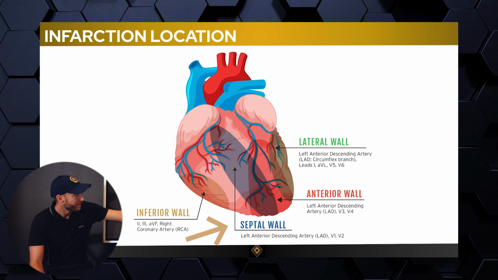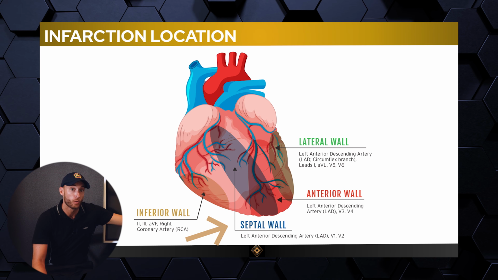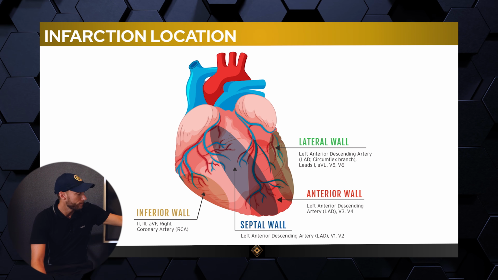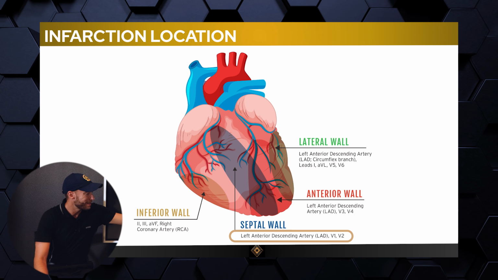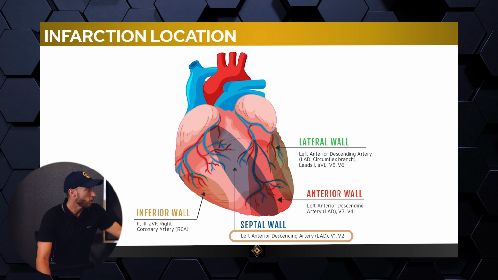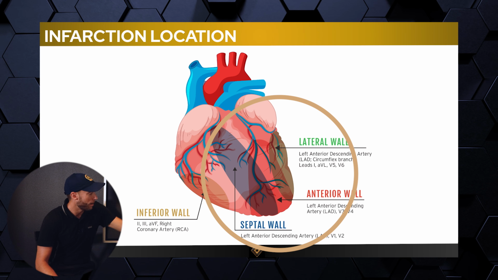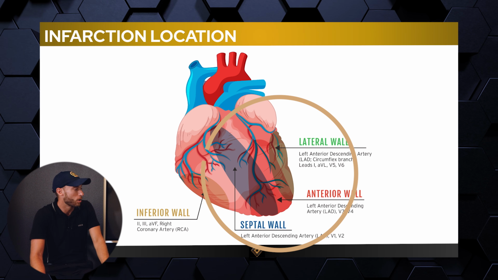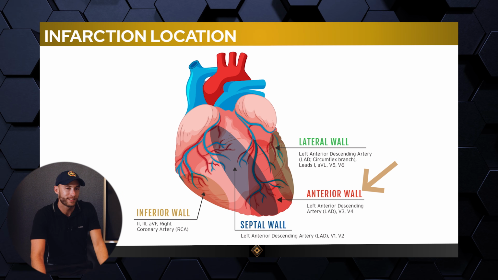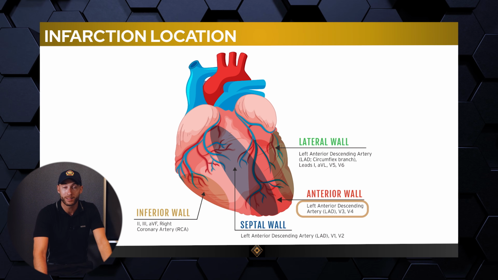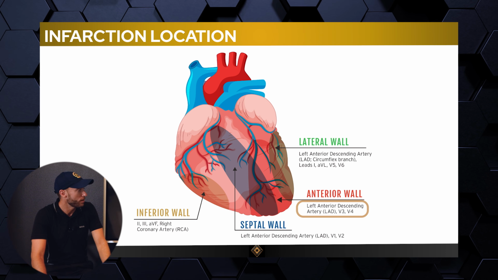Septal wall, that's going to be your, they call it the widowmaker because it's so common. The left anterior descending artery, the LAD. Also, if you look, the LAD affects all 3 of these MIs. So, that's what they call the widowmaker. Anterior wall is, again, the left anterior descending, the LAD, okay, V3, V4.